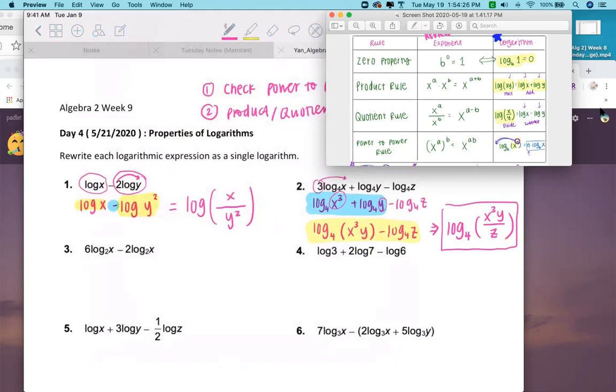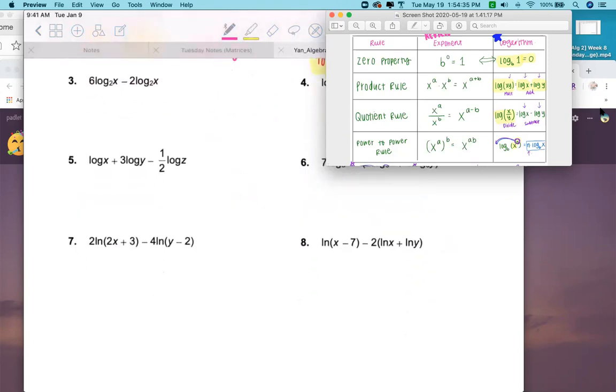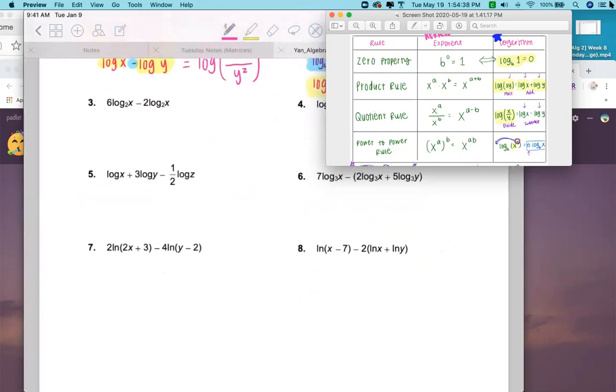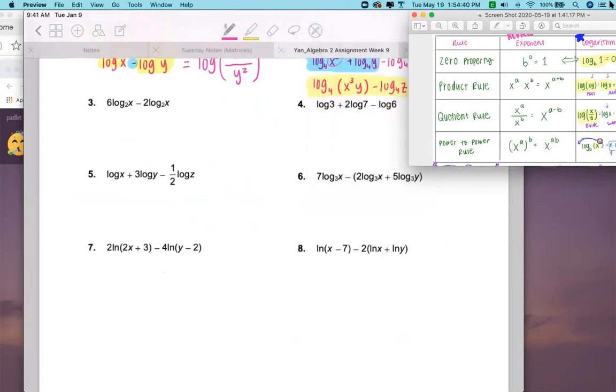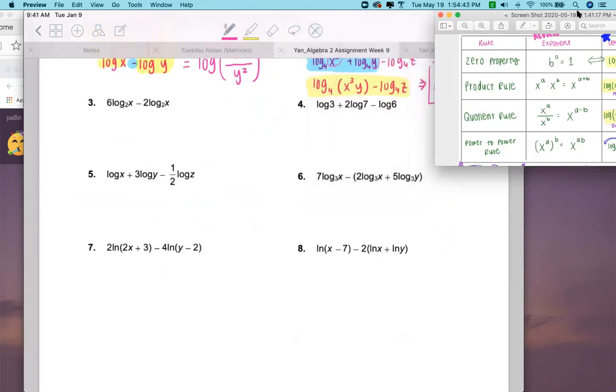Okay, so try your best to do the division, do the power to power, and then put it back together as one log. Okay, I got 5 more minutes. Out of all of these questions, is there any of them that you would like me to do for you? Only in the chat. Okay, so it's at number 5. So I'll do number 5. If you have any other questions, just type it in there.